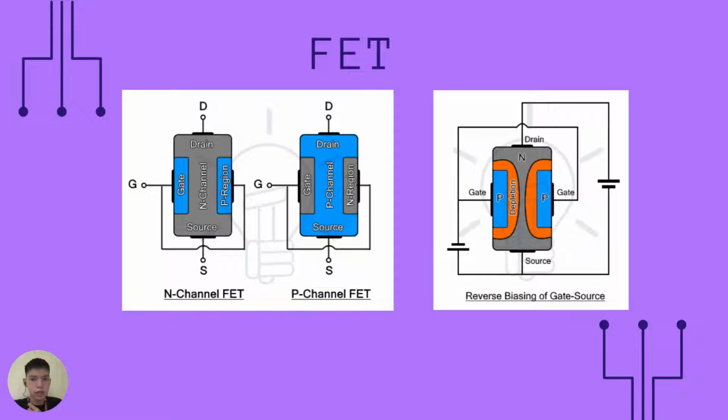The gate is reverse biased in order to form a depletion region so that the channel between the drain and source is formed, which leads to the current flow. So increasing the reverse bias voltage at the gate increases the depletion region, which results in increasing the current flow. So therefore, the voltage at the gate is used to control the output current. And FET is also known as a voltage controlled current device.